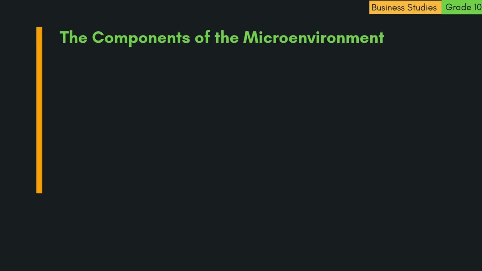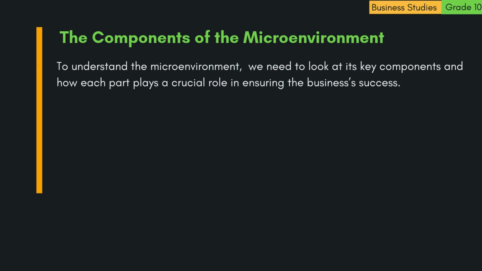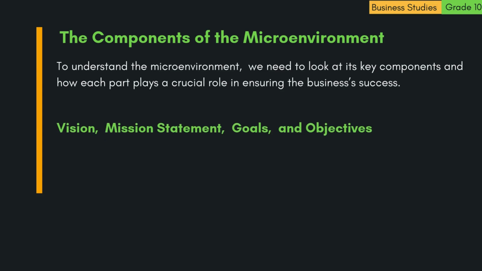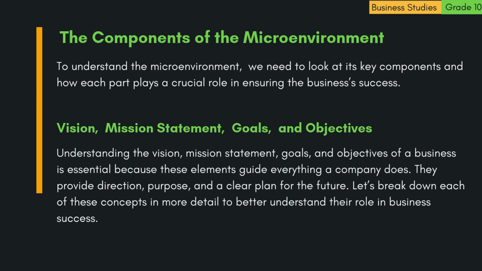The components of the microenvironment. To understand the microenvironment, we need to look at its key components and how each part plays a crucial role in ensuring the business's success. 1. Vision, mission statement, goals, and objectives. Understanding the vision, mission statement, goals, and objectives of a business is essential because these elements guide everything a company does. They provide direction, purpose, and a clear plan for the future. Let's break down each of these concepts in more detail to better understand their role in business success.